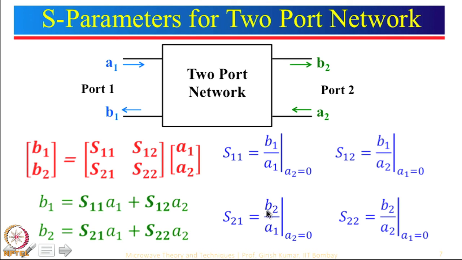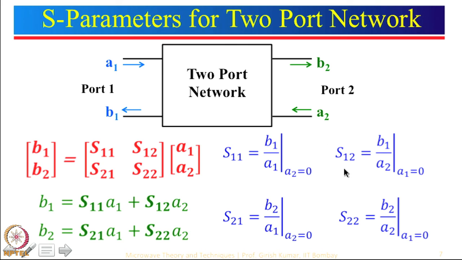Now, let us see what is S21. S21 is defined as B2 by A1. What is B2? The wave going over here. What is A1? The incident wave over here, provided A2 is equal to 0. That means if we terminate this in a matched load, then what is the transmitted wave divided by the incident. So, this will actually give the gain of the amplifier or loss of any given circuit. That is why many times B2 is mentioned as the transmitted wave when A1 is the input here.